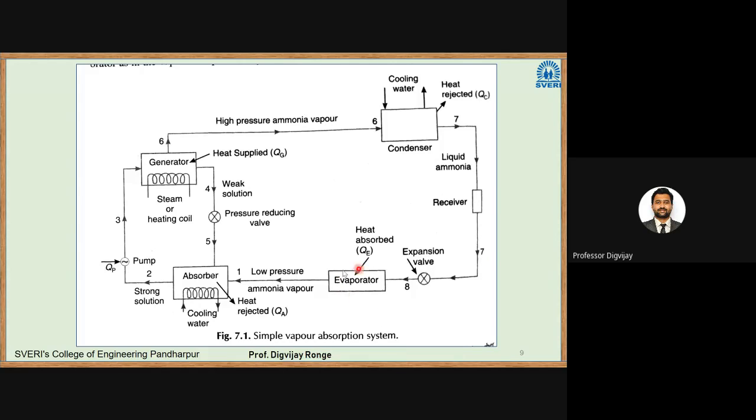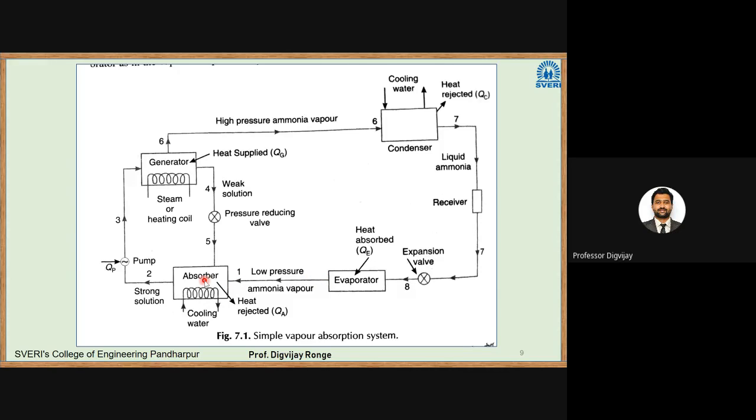So if I start with the evaporator, what happens in the evaporator? Heat is taken in, heat is extracted from the space. So what comes out of the evaporator here will be gaseous ammonia, a vapor ammonia. That vapor ammonia is passed to the absorber.